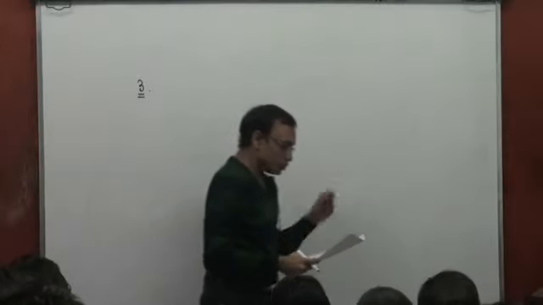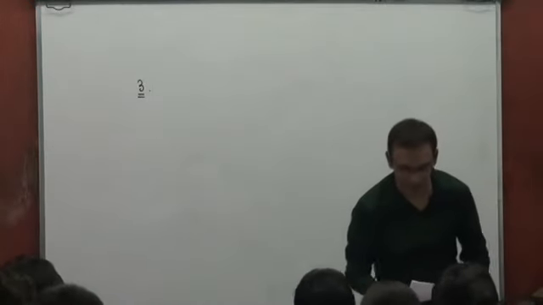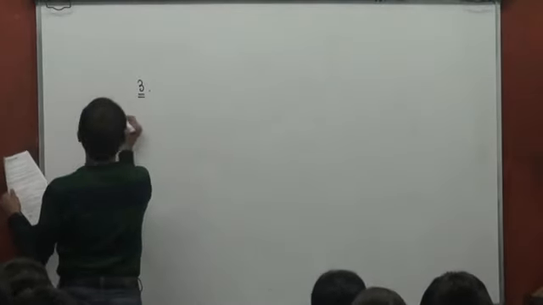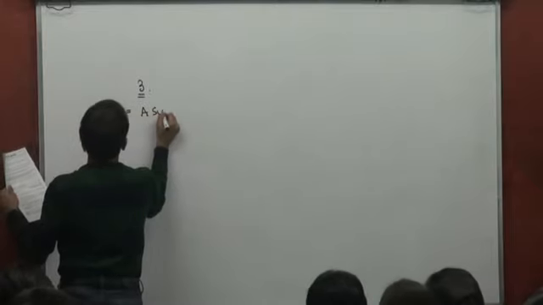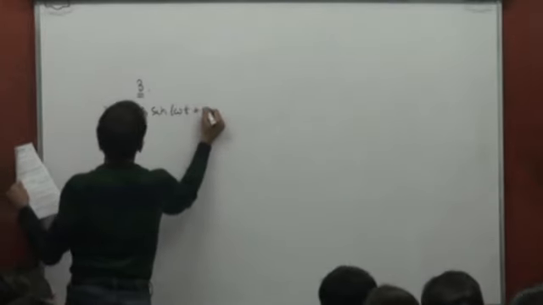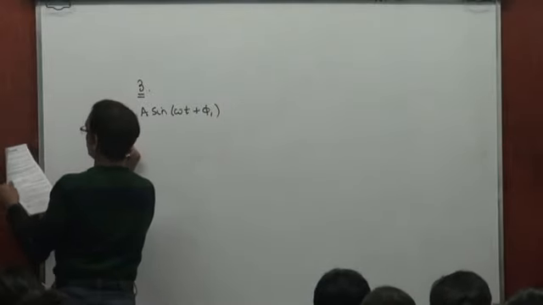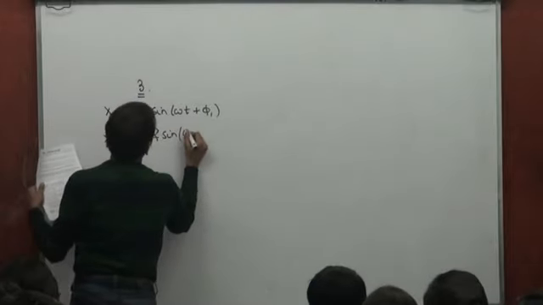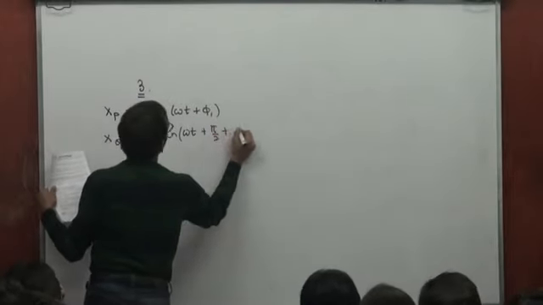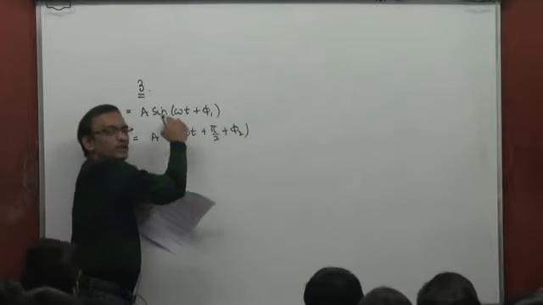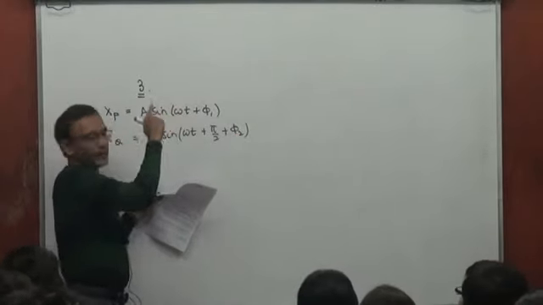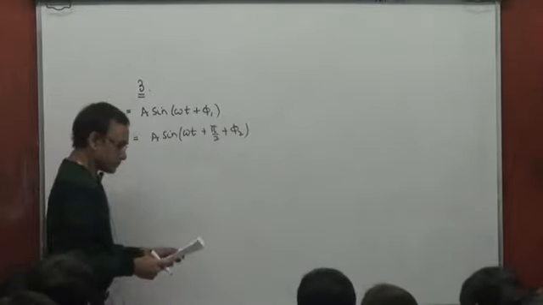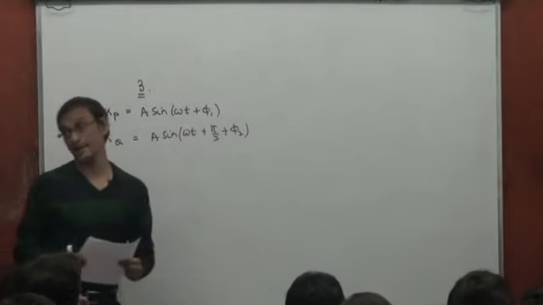Problem 3. Two particles executing SHM about x equal to 0. One particle P is given by a sine omega t plus phi 1. The other particle Q is given by a cos omega t plus phi 2, which could be written as a sine omega t plus pi by 2 plus phi 2. I would rather convert both to sine or both to cosine, right? So that's why I add this pi by 2 so that it could mean the same. Same amplitude, same omega.